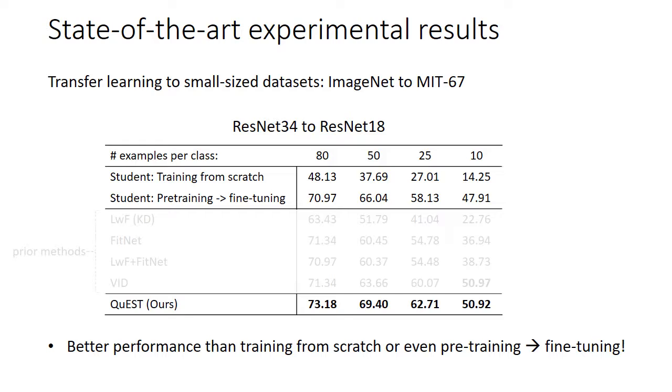We also test our approach for transfer learning scenario. Here the teacher is pre-trained on ImageNet dataset and the student with lower capacity is trained on MIT67 dataset. Further, to assess the performance on small training sets, we reduce the number of training images per class to up to 10. The top rows of the table show the results of student accuracy when trained from scratch on MIT67 and when the student is pre-trained on ImageNet and fine-tuned on MIT67 without using their teacher. Comparing QuEST with them on ResNet18 student and ResNet34 teacher, our method outperformed not only the training from scratch, but interestingly also fine-tuning, which is the popular method for transfer learning.